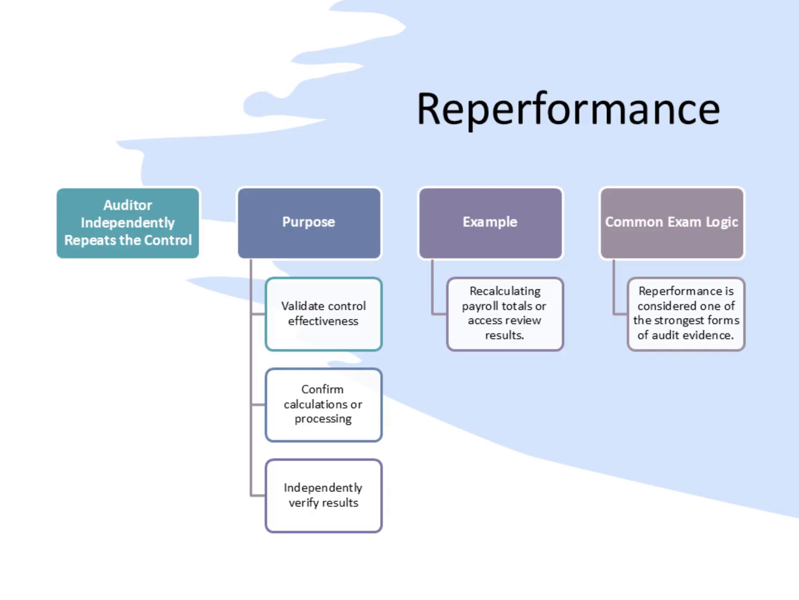Reperformance is an audit procedure where the auditor independently repeats a control or process to verify that it operates correctly. The purpose of reperformance is to validate control effectiveness, confirm calculations or processing accuracy, and independently verify results. For example, an auditor may recalculate payroll totals, repeat an access review process, or independently verify system-generated reports. Because the auditor performs the activity directly, reperformance provides highly reliable evidence and reduces dependence on management explanations alone.